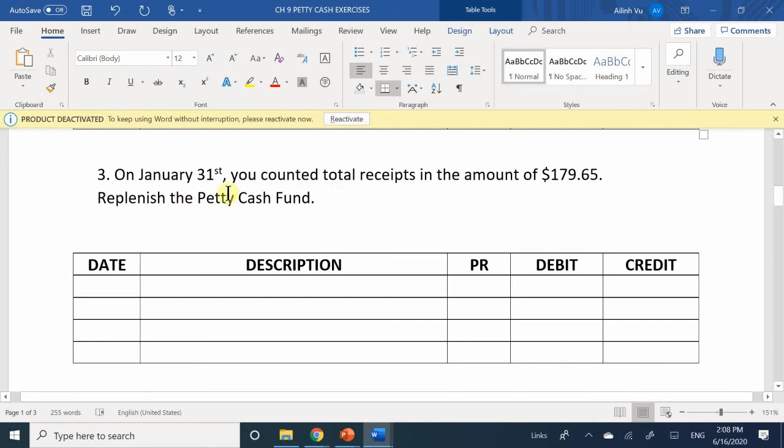It says replenish though. How do you replenish? By depositing money into it. Good. So if you have a total number of receipts for $179.65, how do you replenish the petty cash fund? Depositing $179.65 into your petty cash. How do you do that? From checking. Checking, good. So checking is going to be here for $179.65 going into the petty cash.